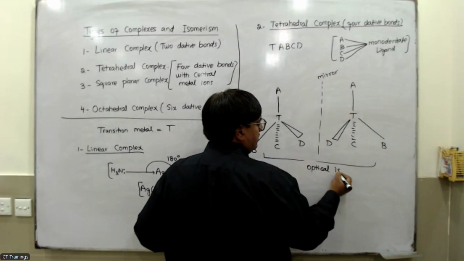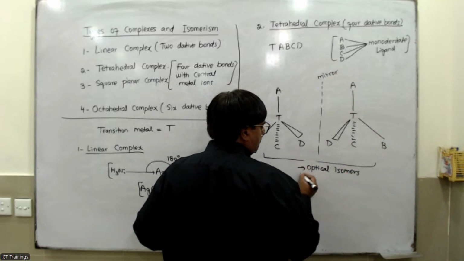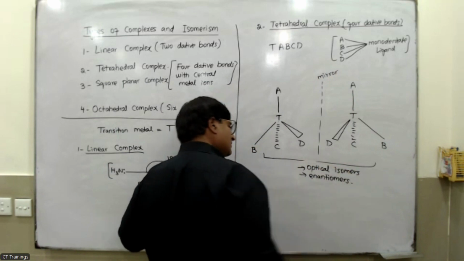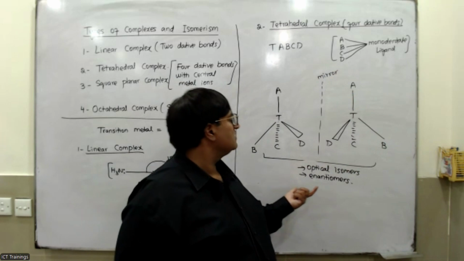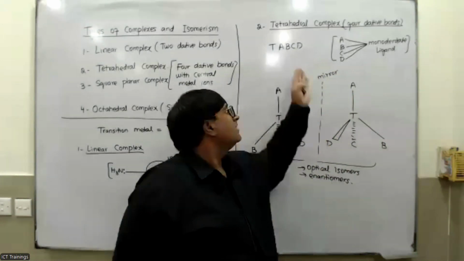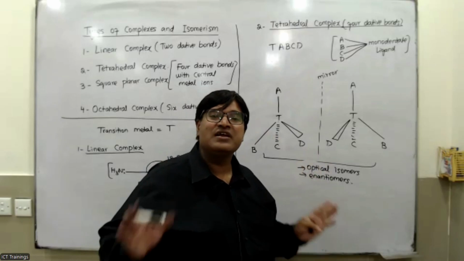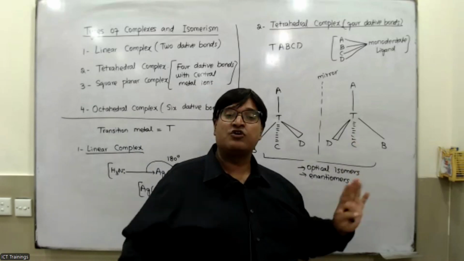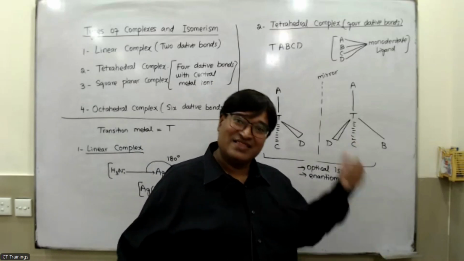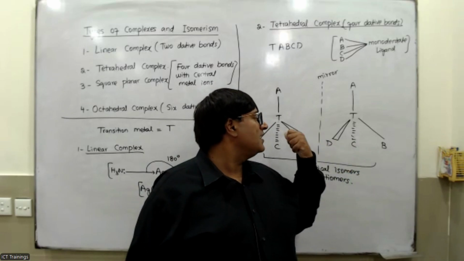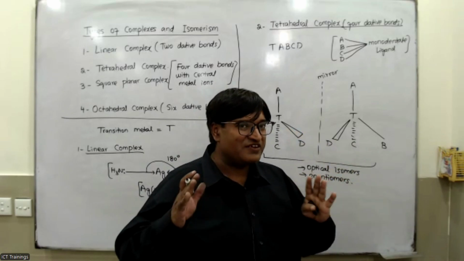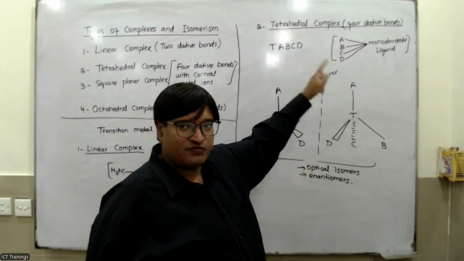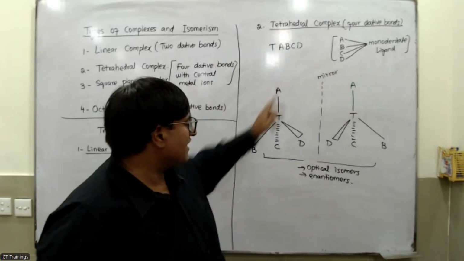Optical isomers are also called enantiomers, so you can use either word for it. So a tetrahedral complex can only form isomerism when it has four different monodentate ligands, and then it can form optical isomerism. If it has two of the same monodentate ligands, it cannot form isomerism. Keep remembering that.